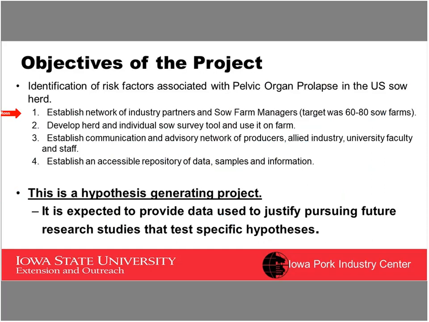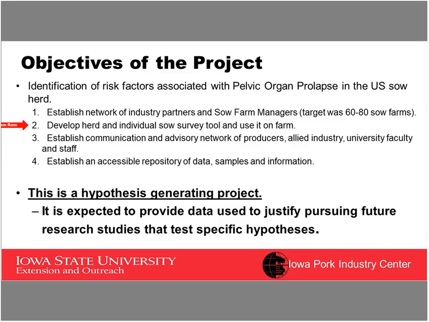To do that, we started with establishing a network of industry partners and sow farm managers. We originally targeted 60 to 80 sow farms that could contribute to the study, and as I mentioned, we were able to get 104 farms involved. We developed a herd and individual sow survey tool to use on farm. That used the expertise of the many faculty members at Iowa State that were on the project, as well as thoughts and perspectives from many allied industry partners on potential causes of prolapse.